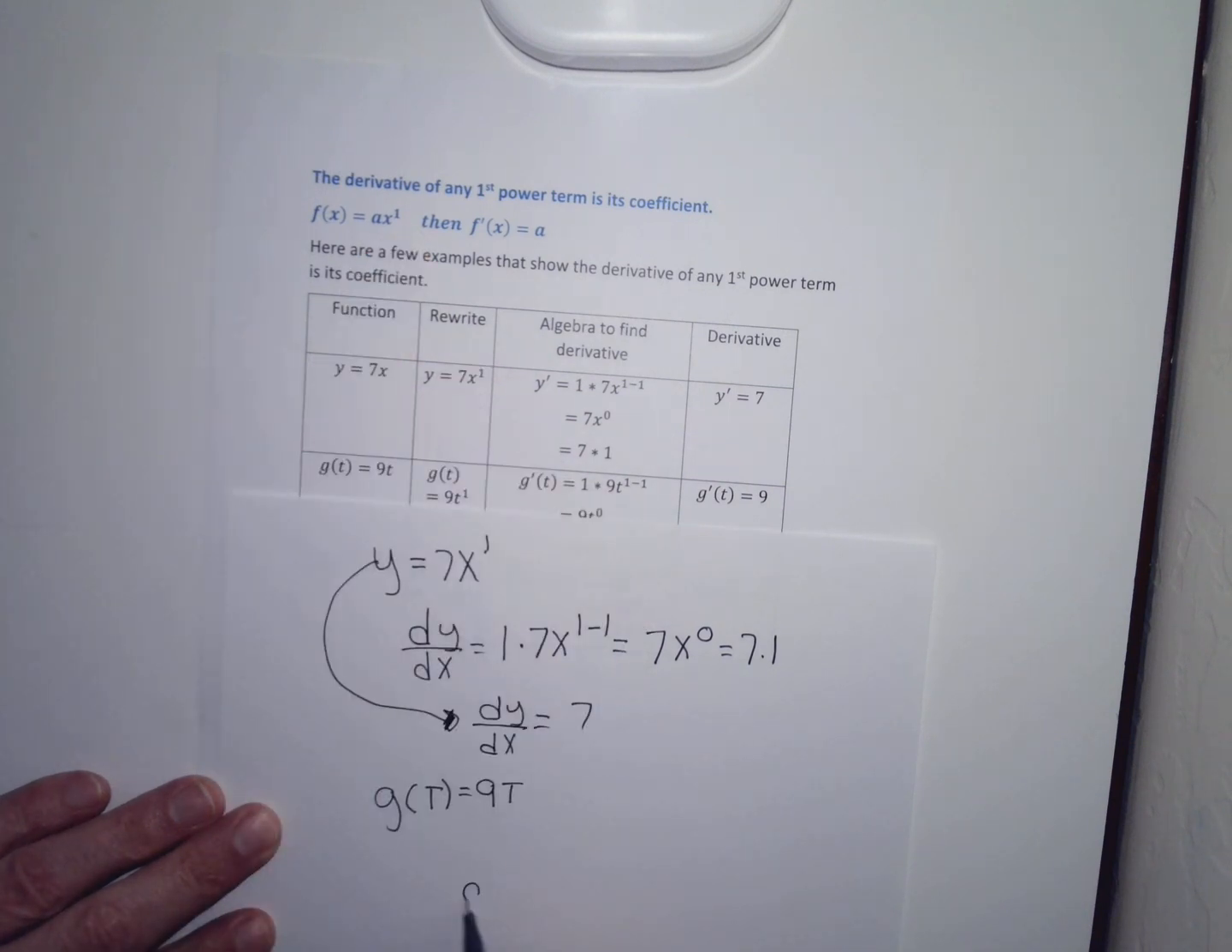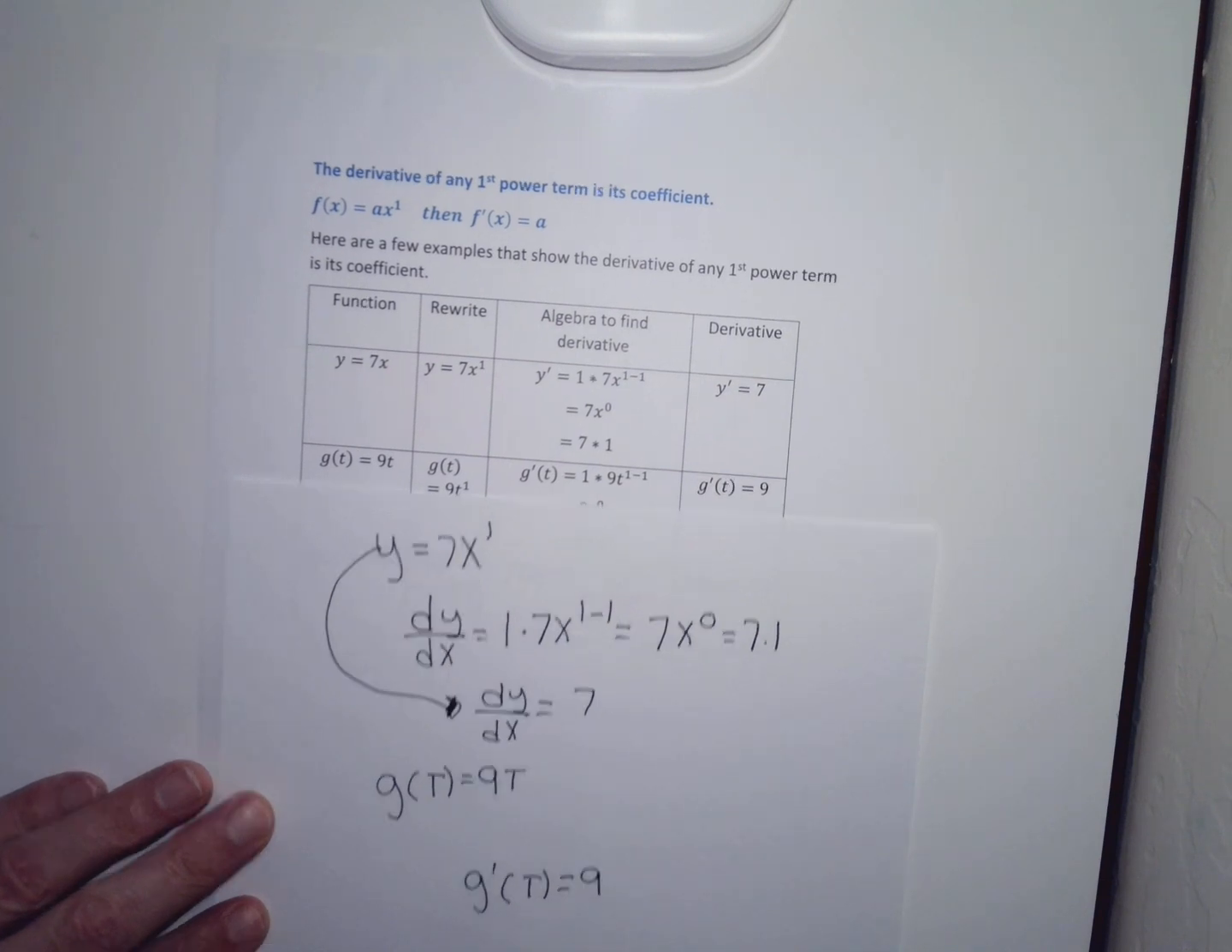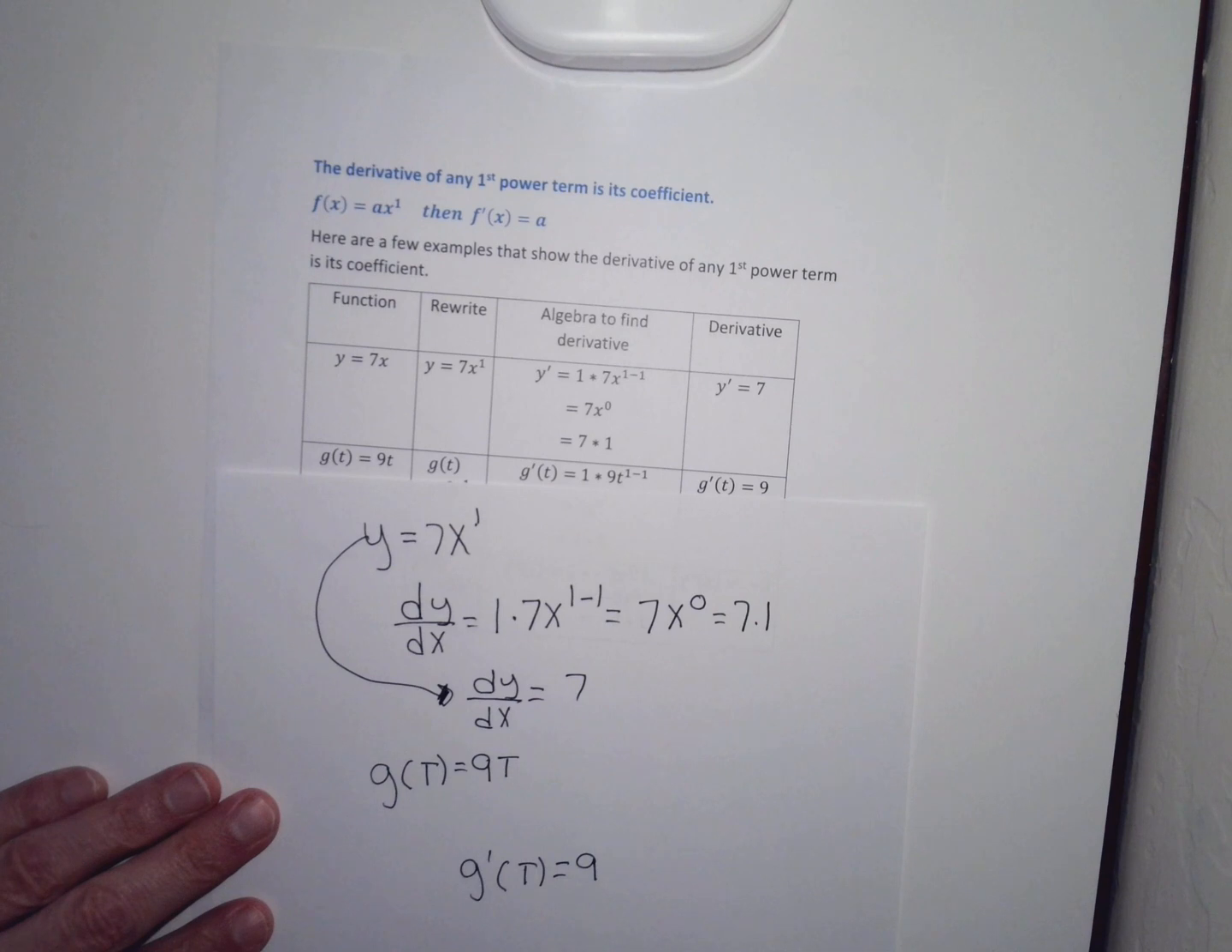The derivative of any first power term is just its coefficient. And the derivative of the second example is just going to be 9. If I wanted to emphasize and do this manually, I need to see the exponent of 1 to use the derivative. I need the power rule. I need to know what the exponent is. And I would say the derivative of g is going to be the exponent 1 times the coefficient of 9.